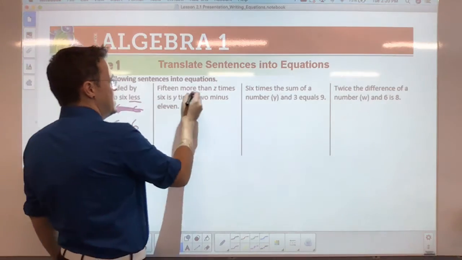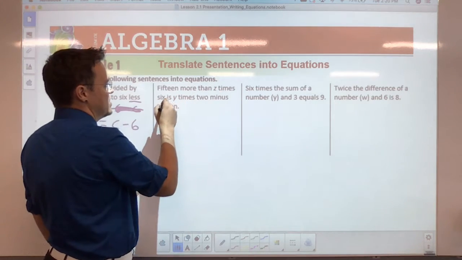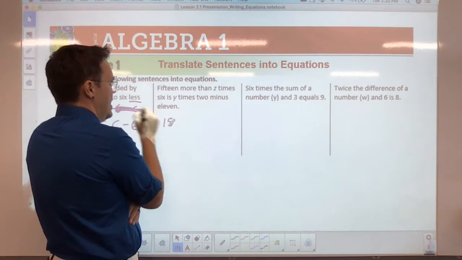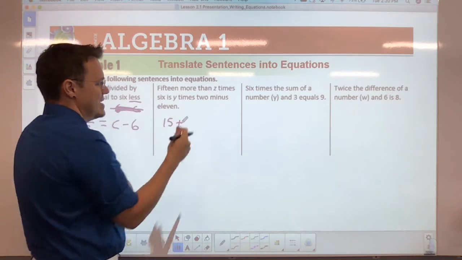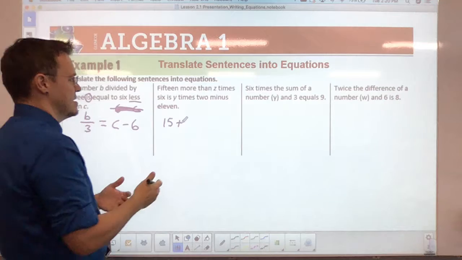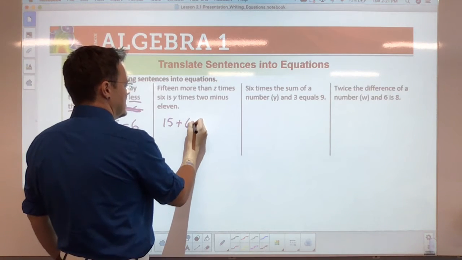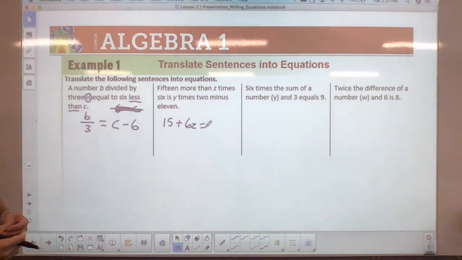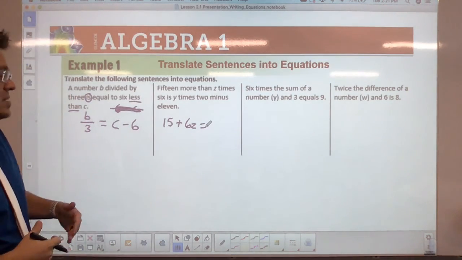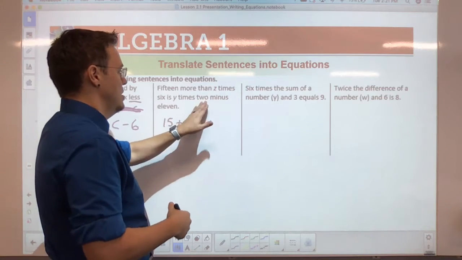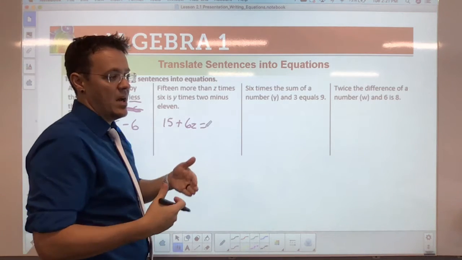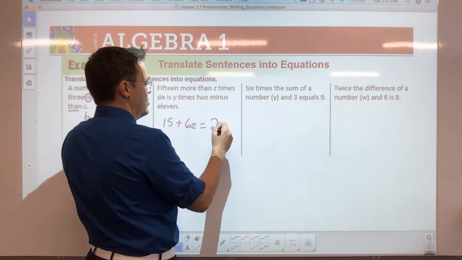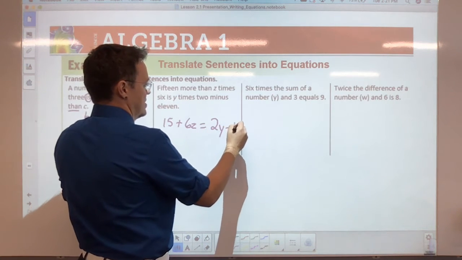All right, 15 more than Z times 6. So we got 15, and then it's "more than," so we know that's addition, Z times 6, okay? So it would be 6Z is. And then you continue on the other side. It'd be Y times 2 minus 11. So let's think about how you would write this out, right? Y times 2, so you have 2Y minus 11.